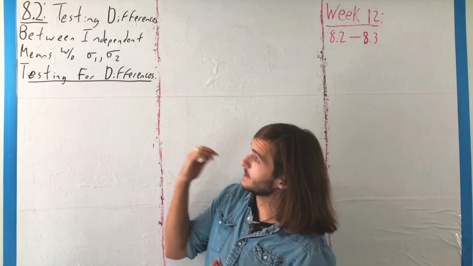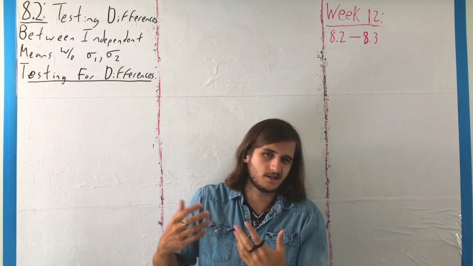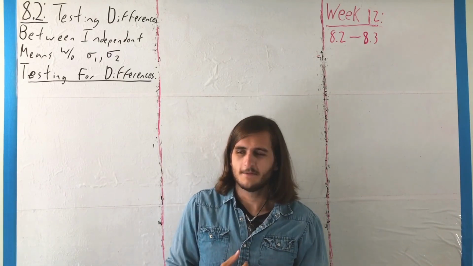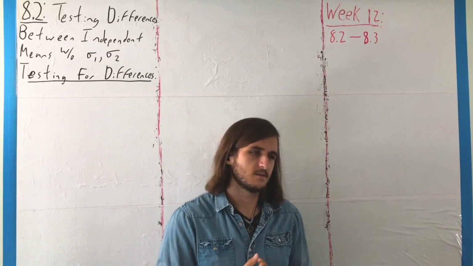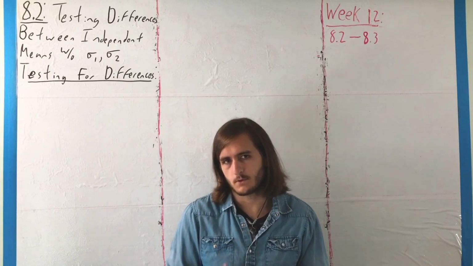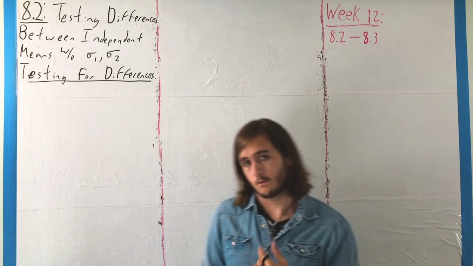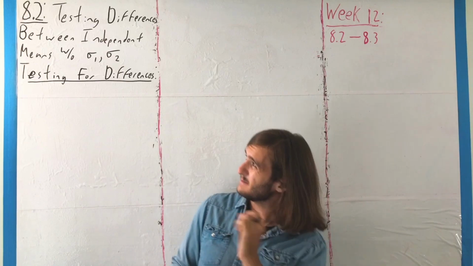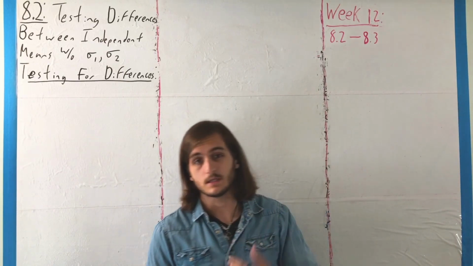So now we're going to move into chapter 8, where we're skipping 8.1, not because it's unuseful, but because it again makes some assumptions that I'm not the hugest fan of. And we're going to move into 8.2 instead, where we're going to look at testing differences between independent means without sigma 1 and sigma 2.